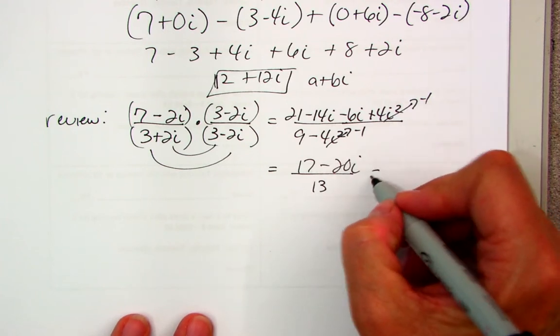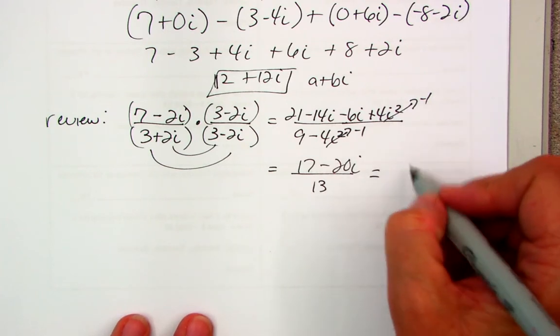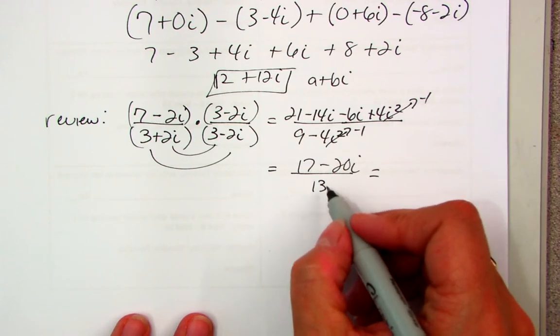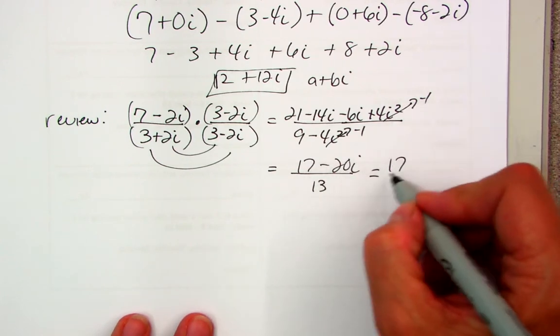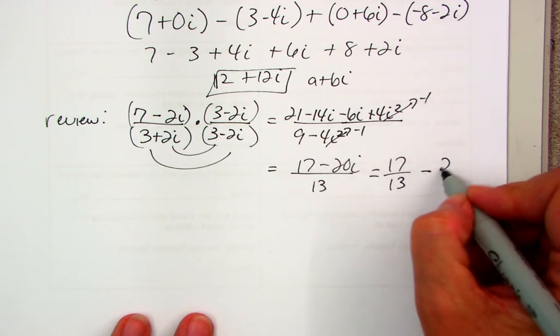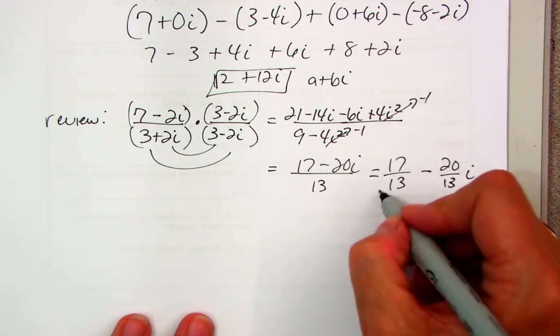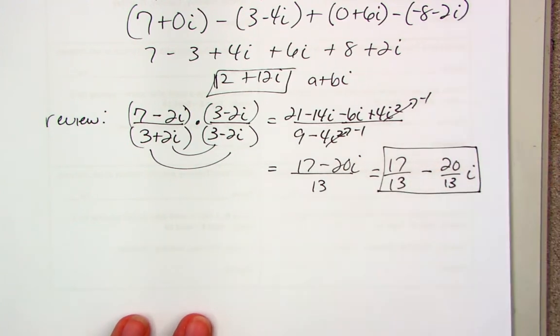This may not be boxed in. It's not in a plus bi form. I want to see the real part and the imaginary part. All I have to do is give each numerator its own denominator. I look and see if I can simplify those fractions. I cannot. I'm now allowed to box it in.